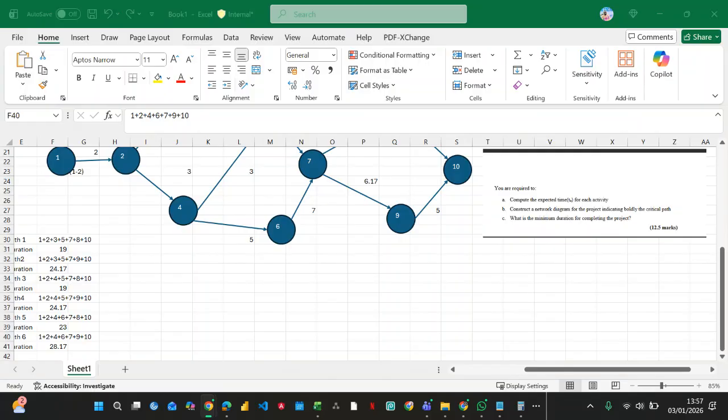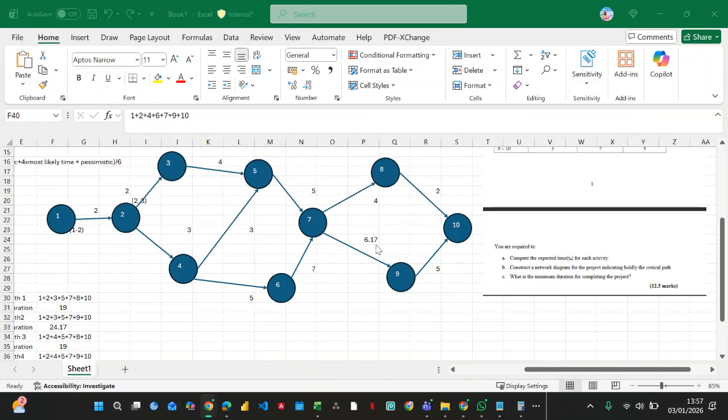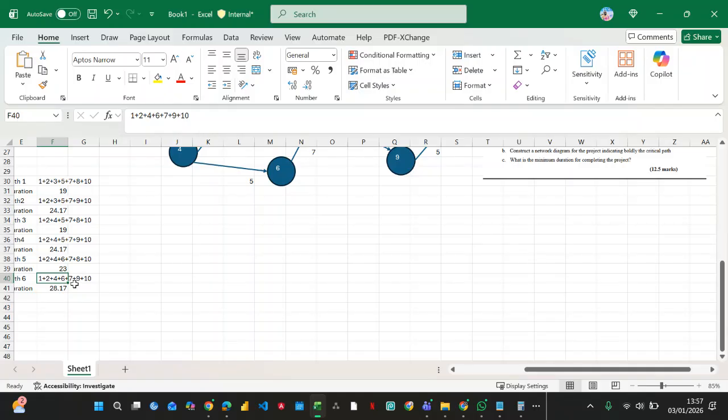I have a question, please, if you don't mind. The big question says construct a network diagram of the project, indicating boldly the critical path. And the critical path is the longest duration. So this is our critical path, which is 28. That is the answer. The critical path is 28.